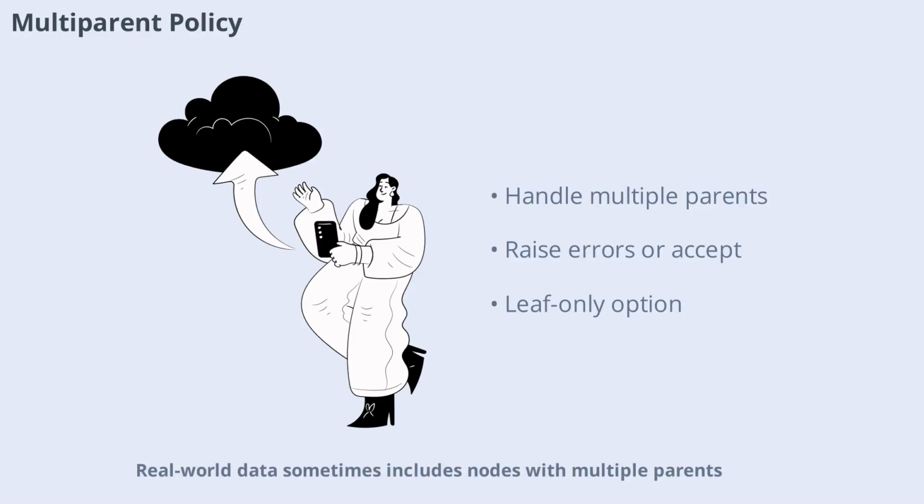Real-world data sometimes includes nodes with multiple parents. The multiparent option lets you control how these are handled. You can accept all multiparent nodes, raise errors if they occur, or allow them only for leaf nodes. This flexibility ensures your hierarchy generation aligns with your data's integrity requirements and business rules.